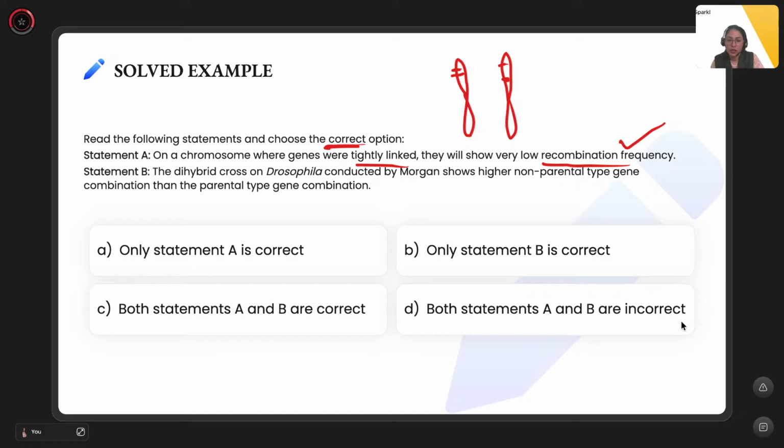There is very little recombination, so recombination frequency also automatically becomes very low. Okay. Statement B says the dihybrid cross on Drosophila. What is Drosophila? Drosophila melanogaster is the fruit fly, and it was the experimental organism used by Morgan. Okay. It shows higher non-parental gene combination than parental type gene combination.